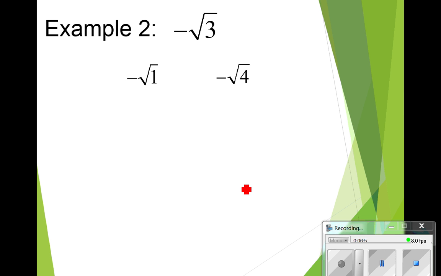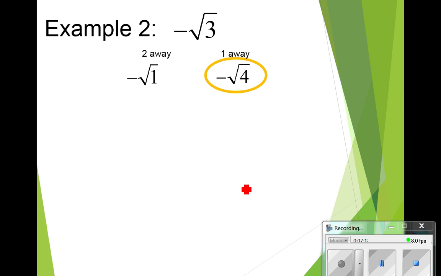Then I'm going to determine which one is closer. So this 1 is 2 away from 3, and this 4 is 1 away from 3. So I'm going to circle, which is what you should be doing because it's a strategy I'm giving you. I'm going to circle the negative square root of 4.